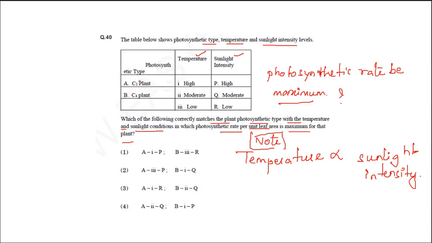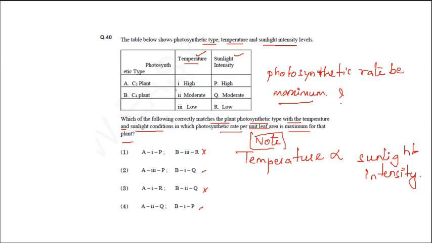Now, we know that C4 plants mainly grow in high temperature. So B will be 1, which is correct here and here. This 2 is wrong. C3 plants will not grow in high temperature. So if C3 is given 1, then it is wrong. So if A is 1 present somewhere, then it is wrong.